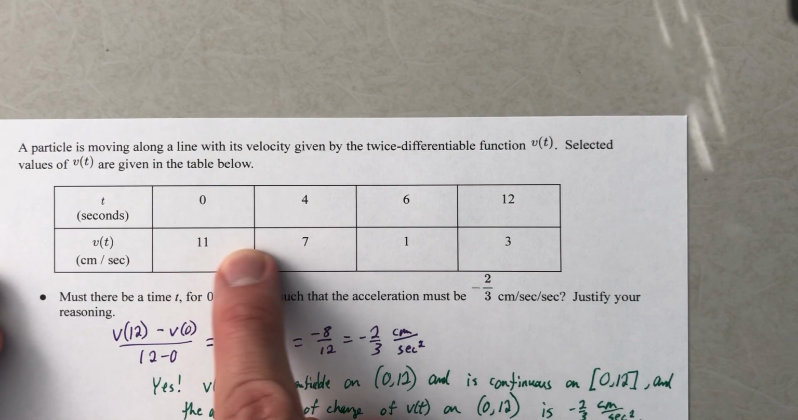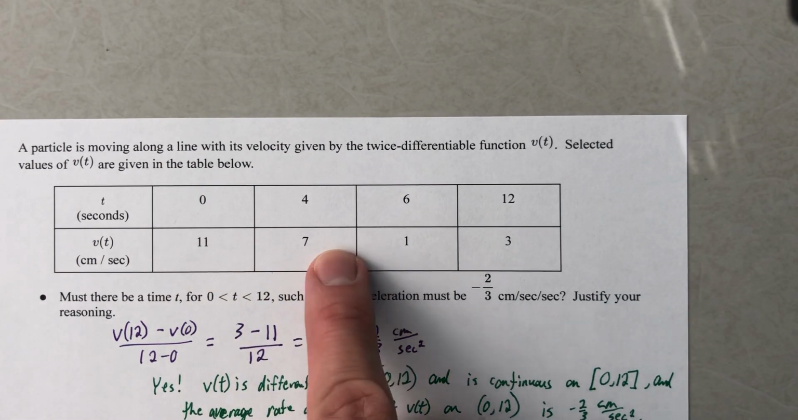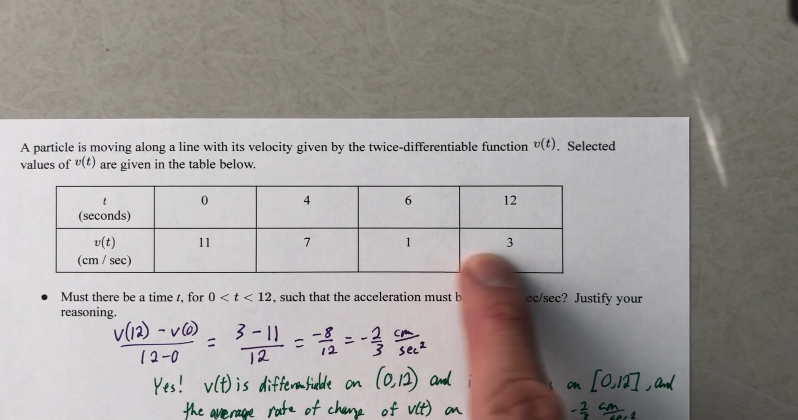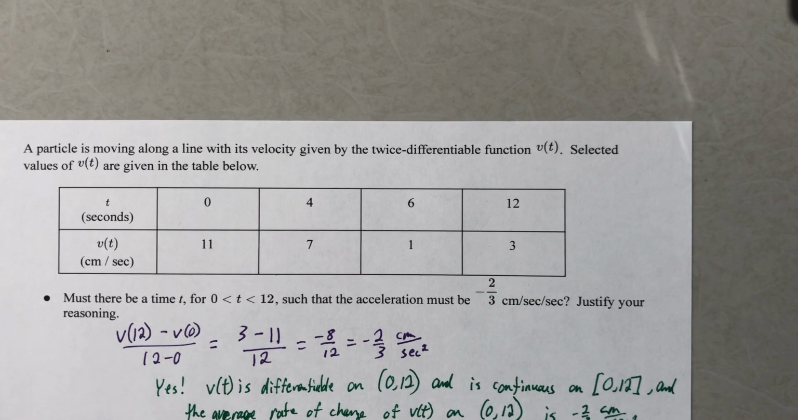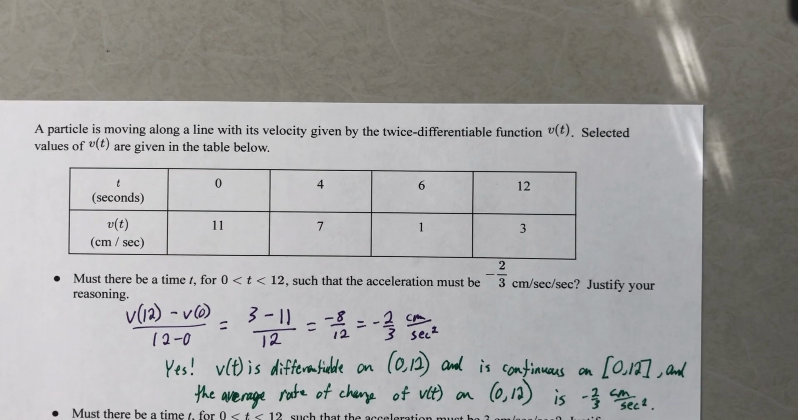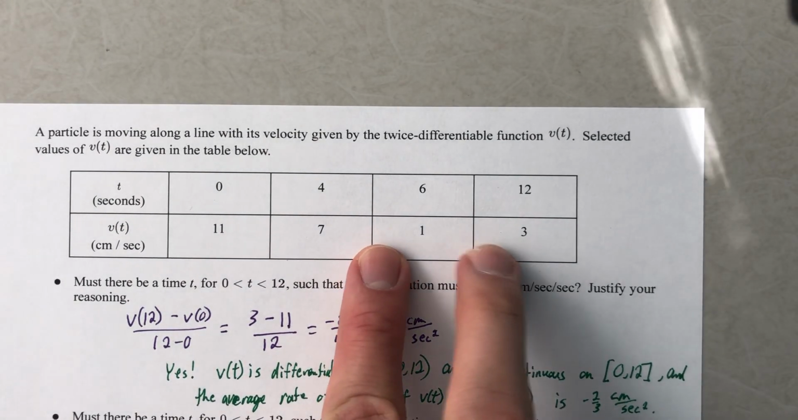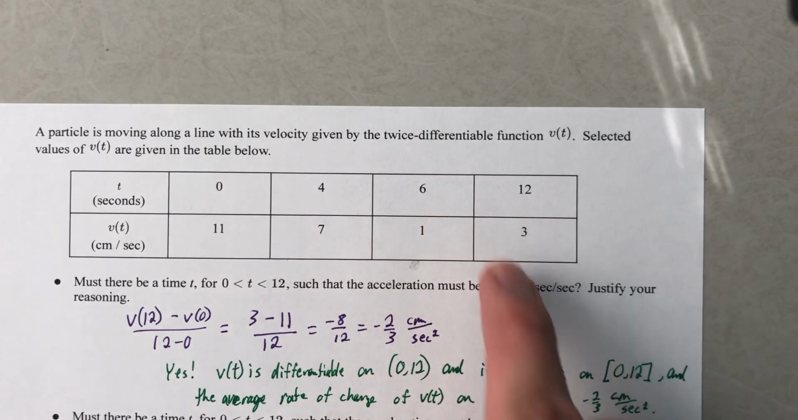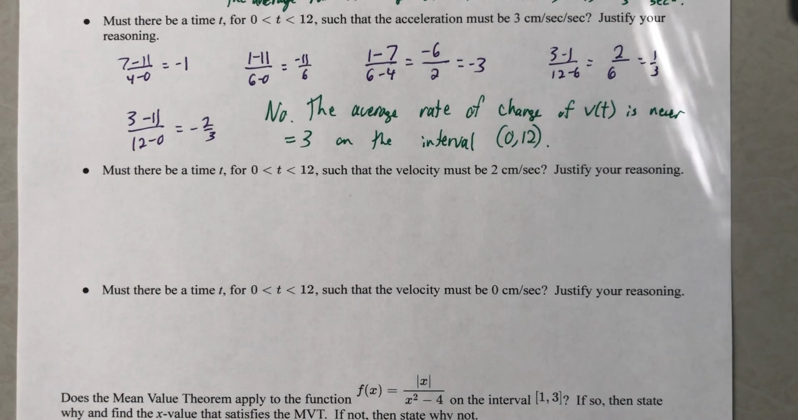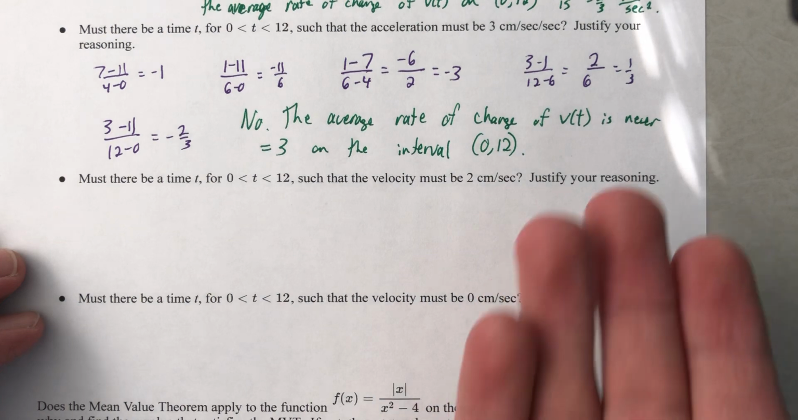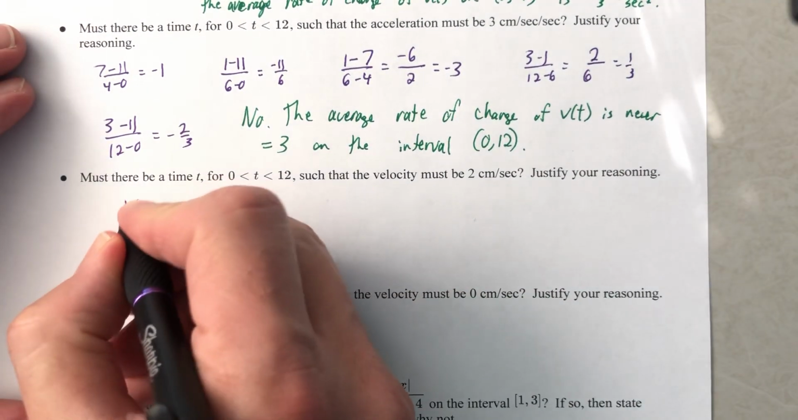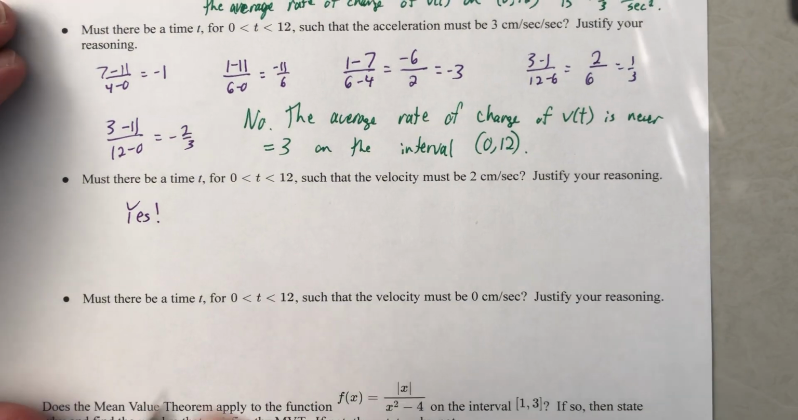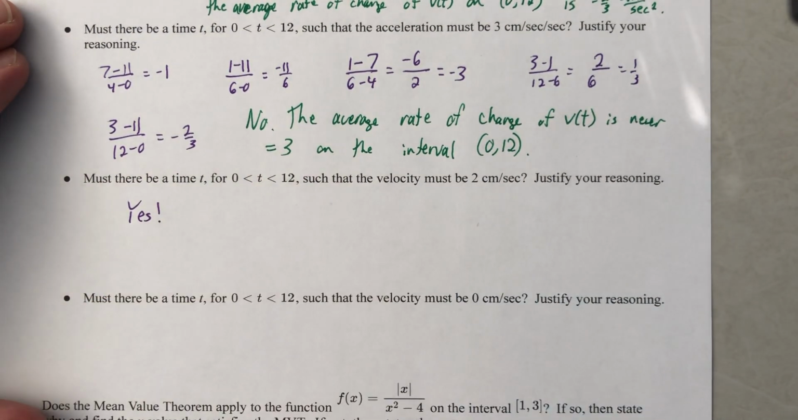Maybe not here, but definitely here, and definitely here. I could have said, at least how many times must the velocity be 2? Twice. 1 here, 1 here. Somewhere between 4 and 6, somewhere between 6 and 12. All right, let's write that down. How do we know? The intermediate value theorem. So, yes, there actually are 2 times. And let's put our reasoning. We are dealing with another existence theorem that we've already learned.